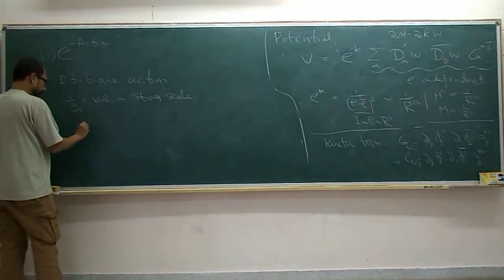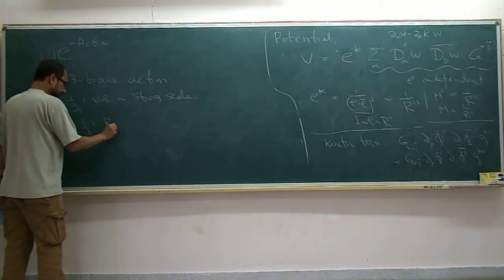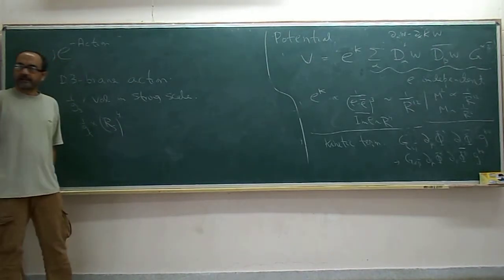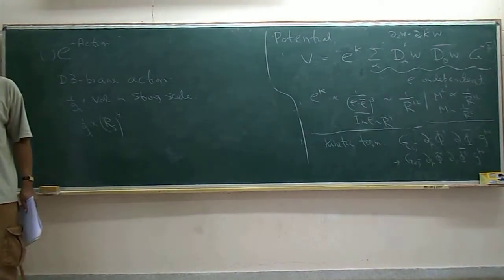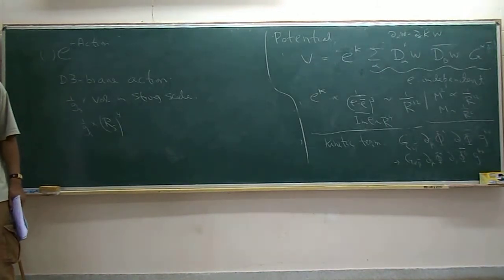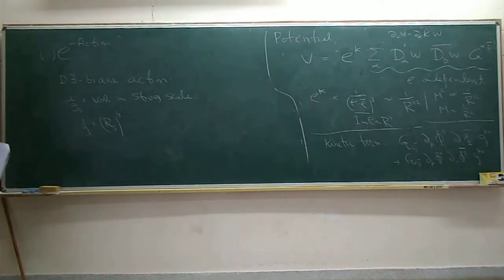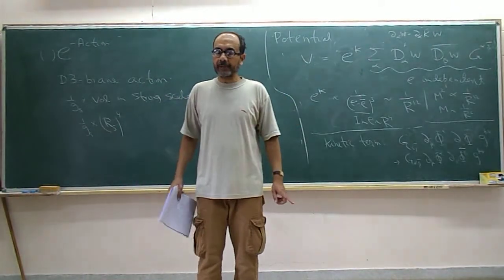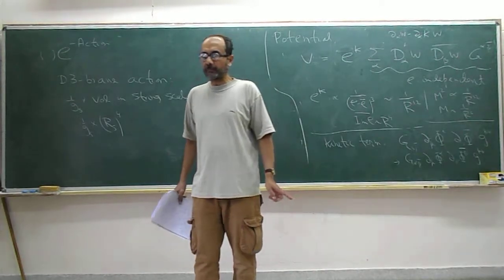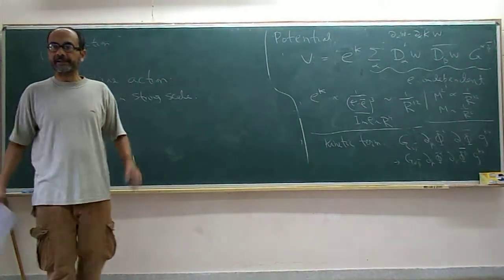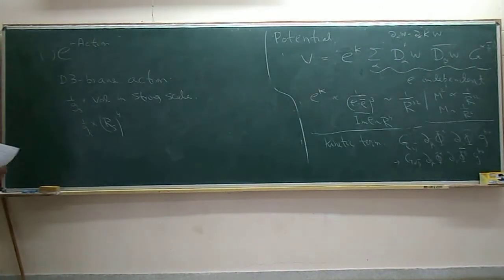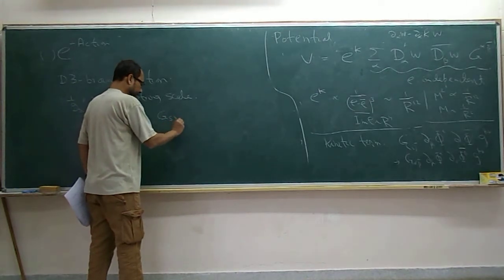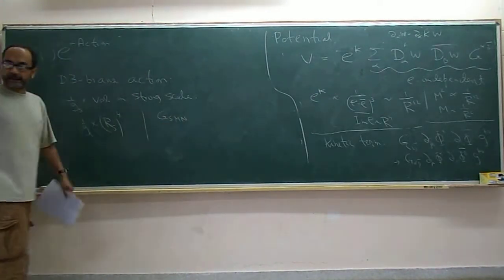So 1 over g_string times R_s to the power 4, where R_s is the radius of the Calabi-Yau measured in string units. But we want to express this in terms of rho. Rho is related to the radius to the 4, but measured in Planck units. So you have to relate the Planck mass to the string mass in 10 dimensions, and that's not very hard if you remember the 10 dimensional relationship between the string metric and the canonical Einstein metric.